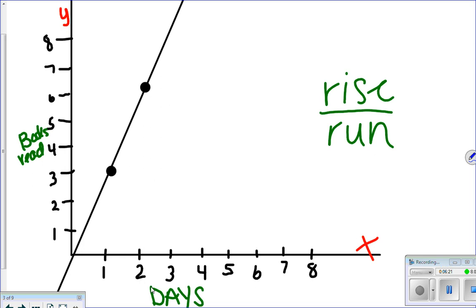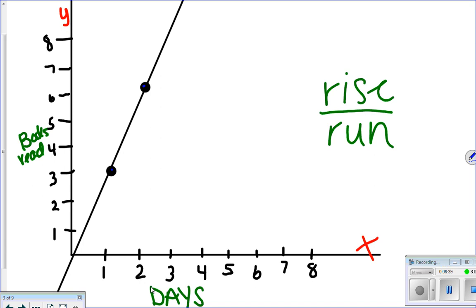All right, so let me show you how to find slope. The first thing I'm going to do on my graph is find 2 points. Luckily, I already have 2 points on here for you. So I'm going to use this point and this point to find my slope. Now, the first thing I'm going to do is find my rise. Guess what's on top? My rise. That's what I'm going to do first.